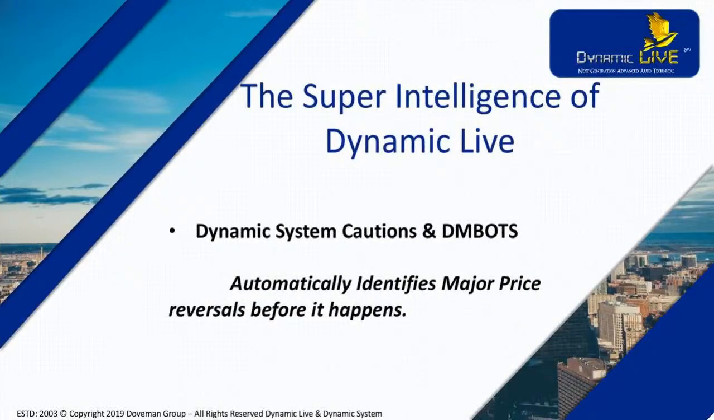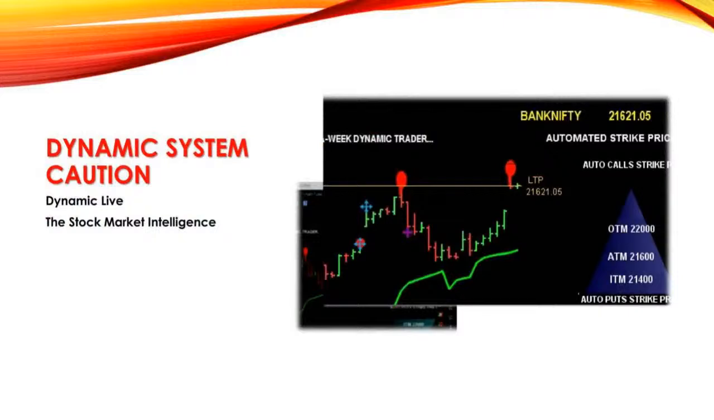And not only that, we also have the dynamic system cautions and DMBOTs. Now, as I told you, zigzag cautions identify the temporary price reversals, but the dynamic system cautions and DMBOTs identify the major price reversals. Now, how does it do it? Let's have a look. Here you can see that there is an uptrend, and in the uptrend, as the price starts going up, one day it opens with a gap up, and right at the top there is a red colored symbol here. We call this symbol a dynamic system caution. Whenever it appears, it means get ready, the price is about to reverse.